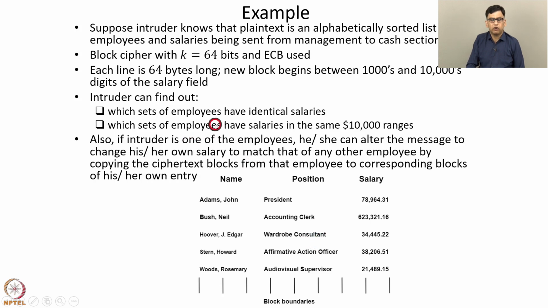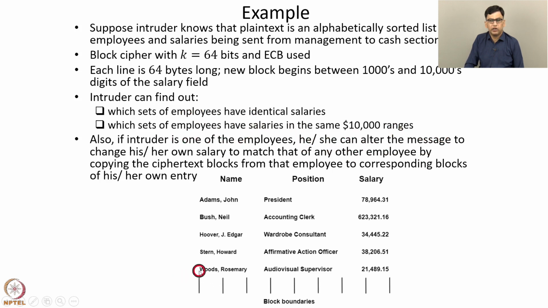The intruder can not only get some useful information, but can also modify the message to alter the meaning of the message. For example, if the intruder is one of the employees, then the intruder can modify the message to change his or her own salary to match that of any other employee by copying the ciphertext blocks from that employee to the corresponding blocks of his or her own entry.